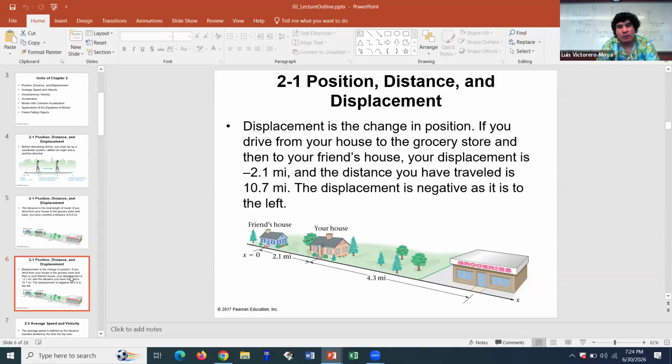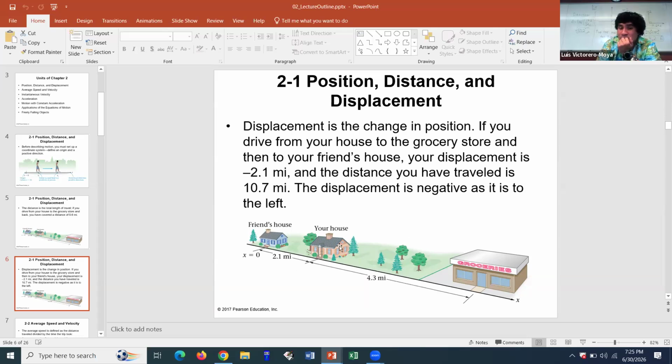Yeah, so here they give you an example, right? Displacement is a change in position. So if you go from your house to the grocery store, and then to your friend's house, again, it doesn't matter. Your initial position was your house. Your final position was your friend's house. So your displacement is -2.1 because you're going towards the left. Just like in the example I did at the beginning. Okay? The displacement is negative because it's towards the left.